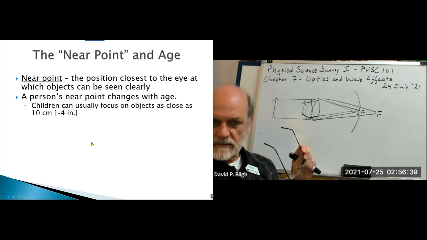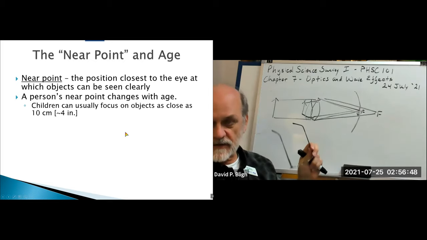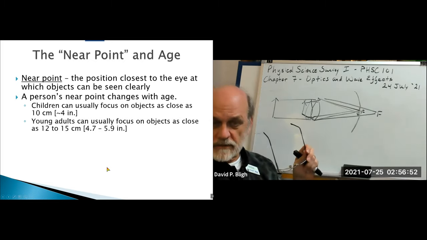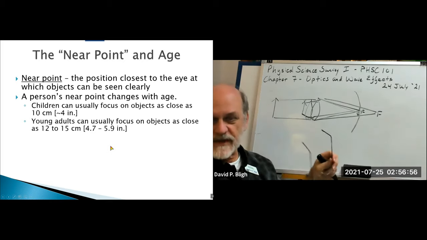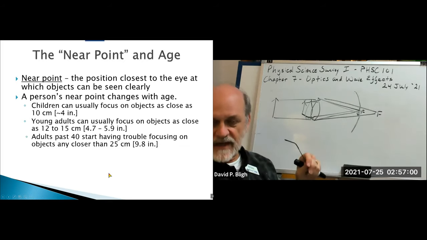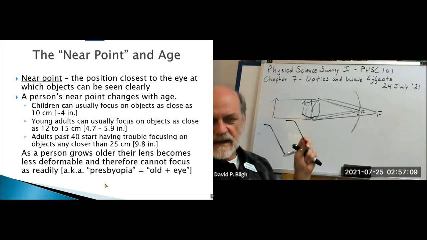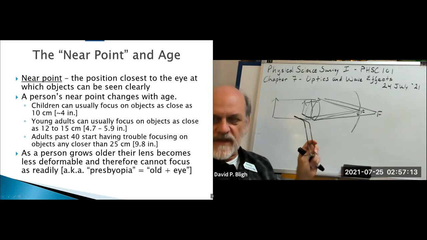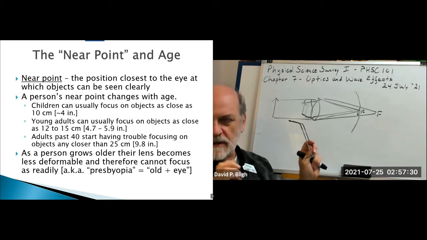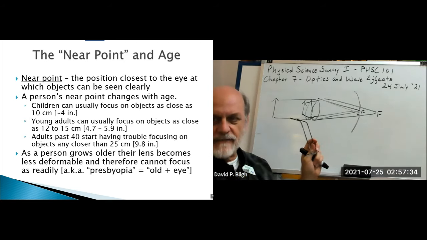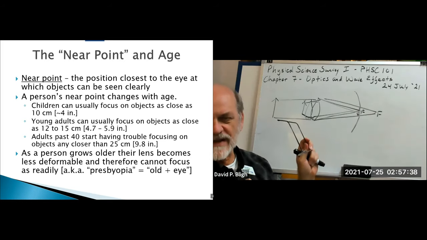Typically, young children have a very close near point. Sometimes within 4 inches, right? Very close. They can focus on things. As you get older, young adults, the near point moves out, 5 or 6 inches away. Older adults, past the age of 40, that near point moves out to maybe 10 inches, which is where mine is now. The reason for that has to do with aging of the lens. When the lens is new in a young child, it is very flexible, which means that it can be made more round and focus from a closer image, right? For diverging rays can be brought to focus on the retina more easily.